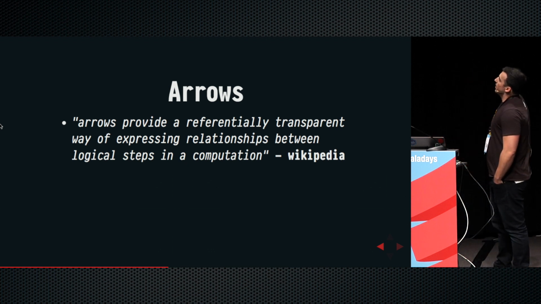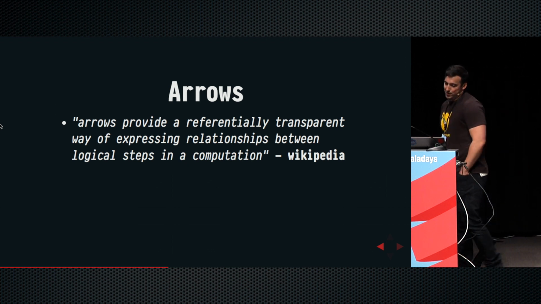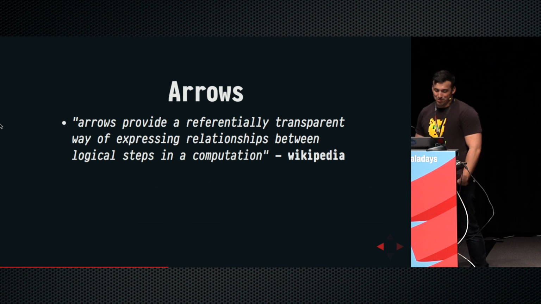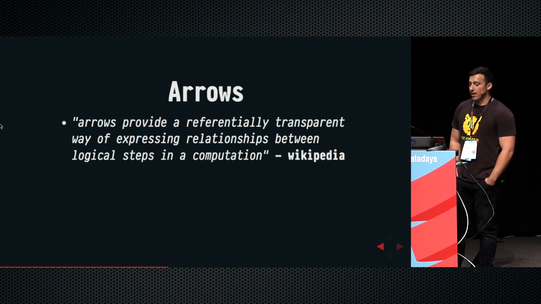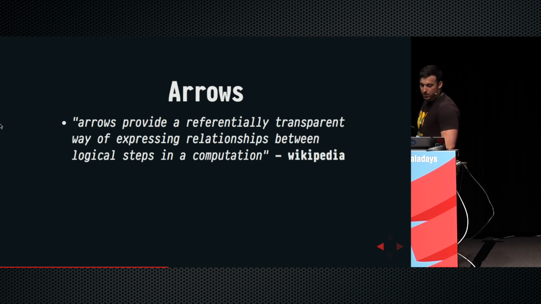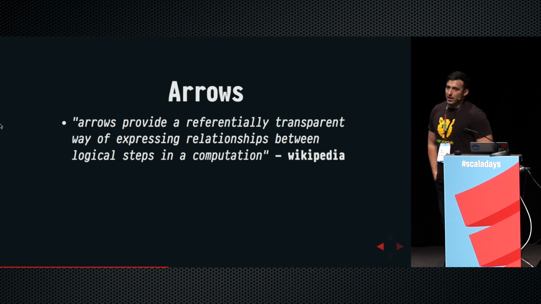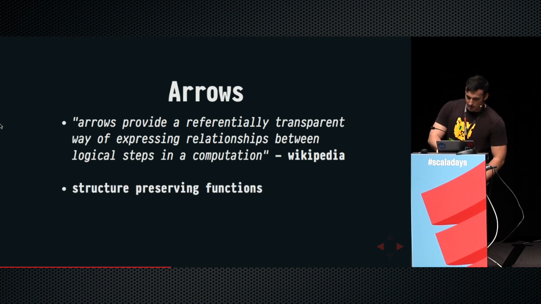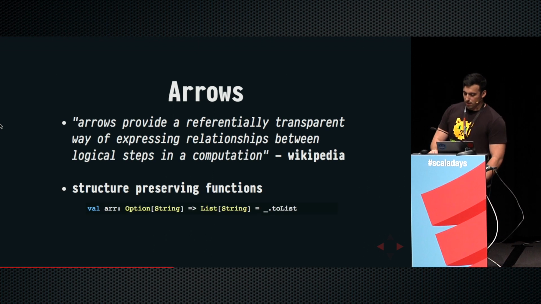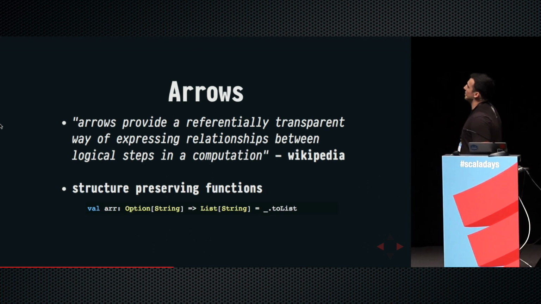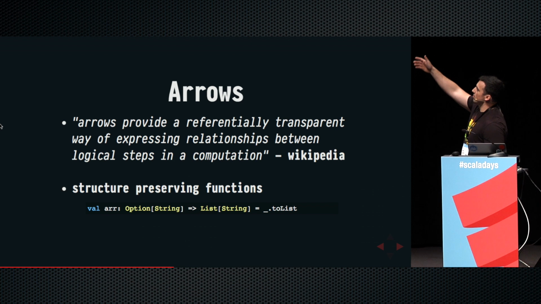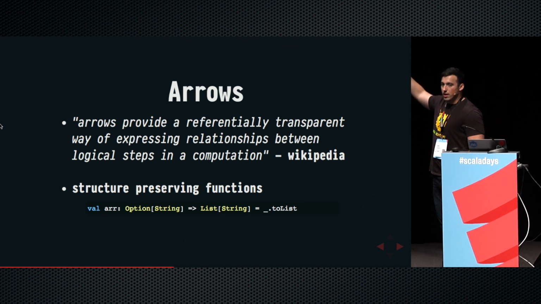Cool. Arrows. So I ripped this from Wikipedia. It says, arrows provide a referentially transparent way of expressing relationships between logical steps in a computation. Arrows are also morphisms. You don't need to know any of that. What you need to know is that arrows are structure-preserving functions, and you already know what functions look like in Scala. So here's a simple arrow from an option of a string to a list of a string.